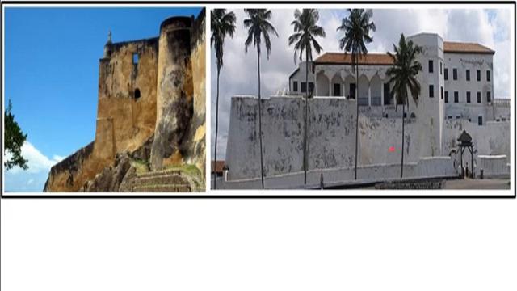And here we see some of the fortresses of the slave trade. These are found on the Atlantic coast of Africa. And this is where the Europeans would set up, right? These are the trading posts that the Europeans would set up.